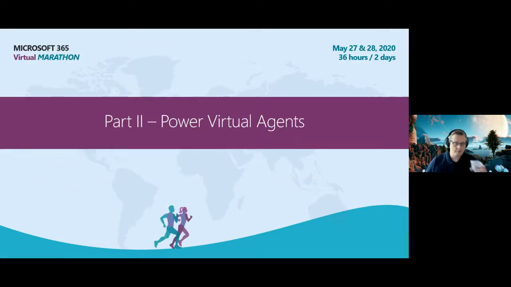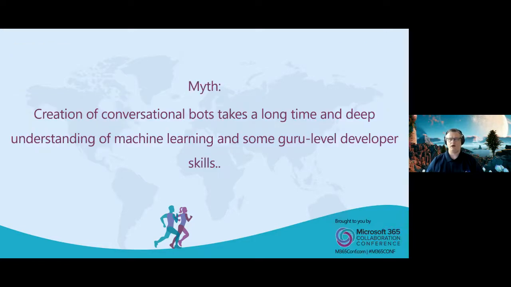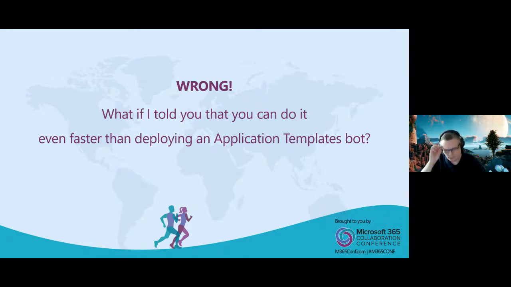All right, part 2. Power Virtual Agents, and this is about conversational bots. So we saw something about the conversation, but that was just asking questions. And when we start to create conversational bots, it takes a long time, and I have to have a doctorate in machine learning and AI, and I need a bunch of developers who are gurus. No, we don't want to do that. It's wrong. We can deploy a bot even faster than with application templates, and that will be a conversational bot, and that has AI with it.